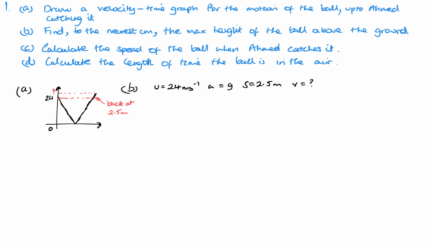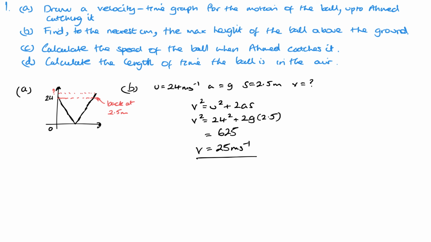So we've got three values that we know, one unknown. So we can do this. We've got v, u, a, and s. So v squared equals u squared plus 2as. v squared equals 24 squared plus 2g times my 2.5. That gives me 625. So v is going to be 25 meters per second. Sorry about that, I just realised I've actually worked out C first, I read the wrong one. So let's call that C, and then let's work out B down here. Sorry about that.